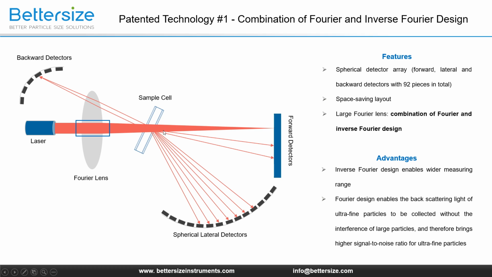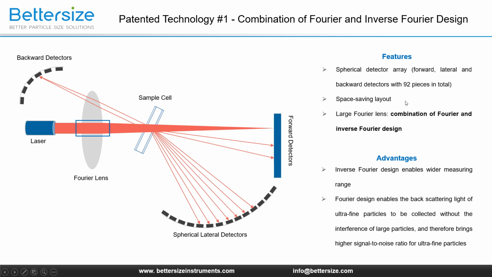The light signals are then received by the detectors placed in the forward, lateral, and backward directions. We can see that the lateral detectors are arranged in a spherical array, so that more detectors can be placed to have a wider receiving angle of scattered light, as well as save space. In addition to that, this Fourier lens is larger than a traditional one.